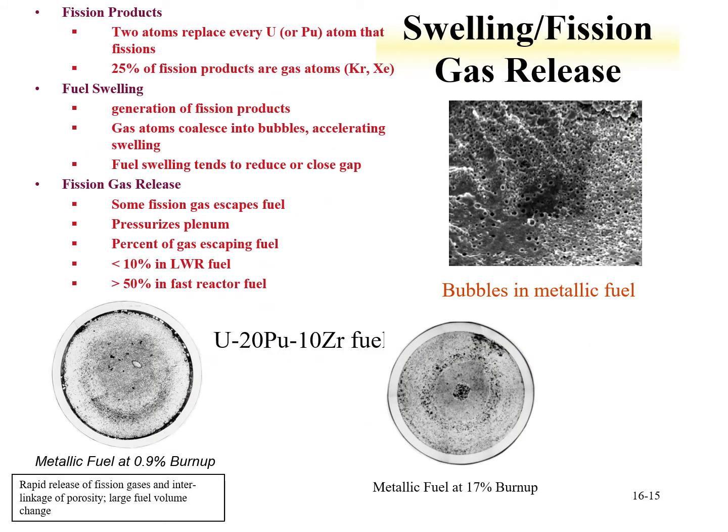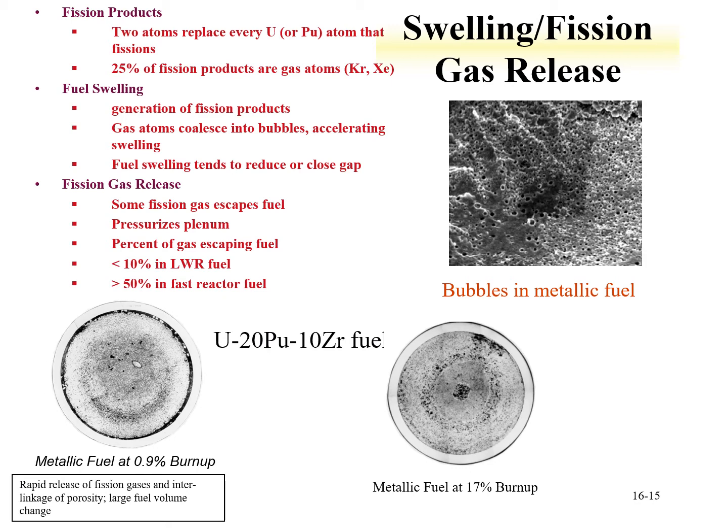Here's an example of some swelling and fission gas release in metal fuel. During fission, 2 atoms replace every uranium or plutonium atom that fissions. 25% of the fission products are gases, krypton and xenon. This generation of the fission products drives the fuel swelling. The gases that are produced, for instance krypton and xenon, coalesce into bubbles. That also accelerates the swelling, and the fuel swelling tends to reduce or close any gaps that are initially put into the fuel to prevent its interactions with the cladding material.